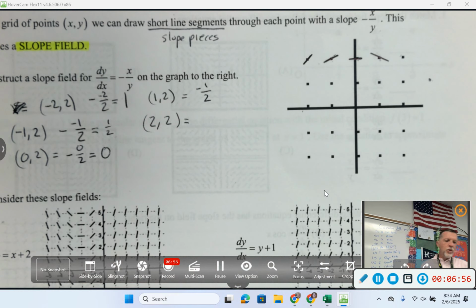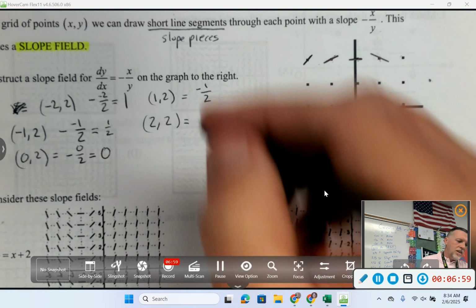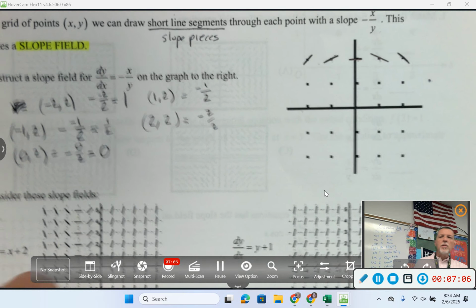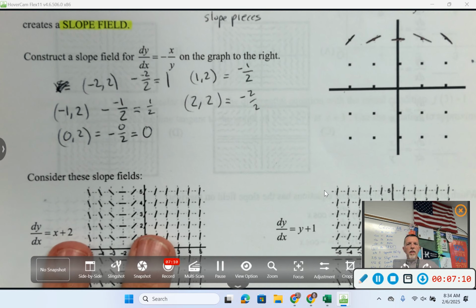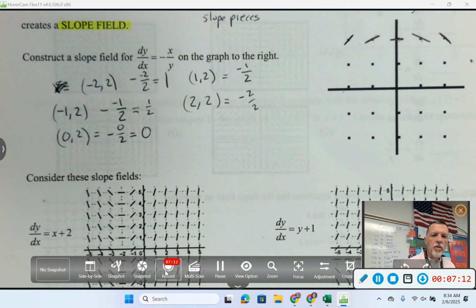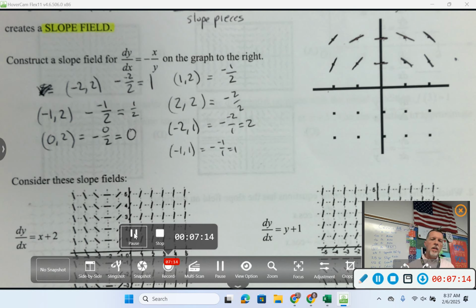What about at 2, 2? What's my slope going to be? Negative 1. So a little bit steeper than that last one. I'm going to press pause and let you try.